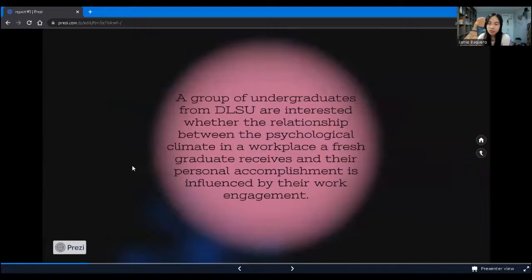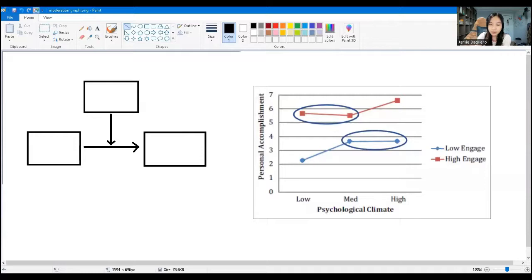Now we have here the study. A group of undergraduates from De La Salle University are interested whether the relationship between the psychological climate in a workplace that a fresh graduate receives and their personal accomplishment is influenced by their work engagement. So now I will be showing the moderation graph that we have here.